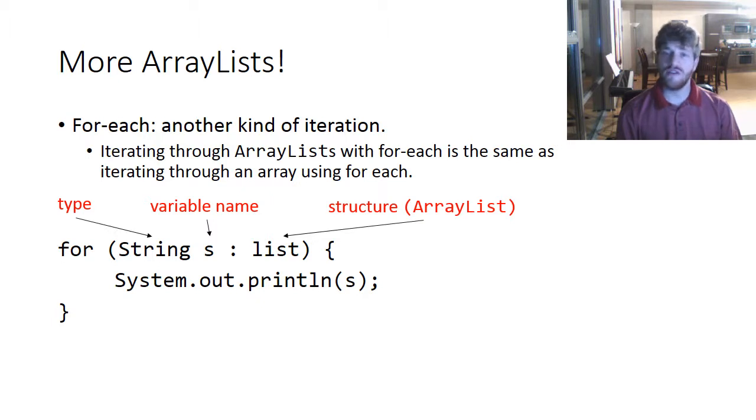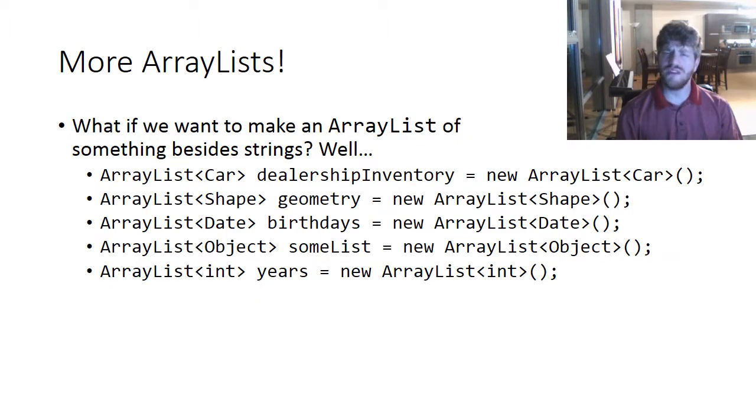Now, so far, we've only had array lists full of strings. What if we want to make array lists of other things? Well, that's easy. We can make an array list of cars, or an array list of shapes, or an array list of dates. We can even make an array list of objects. That's the most generic thing we can possibly do. Basically anything could go in that array list. Or we could make an array list of ints. Or could we?